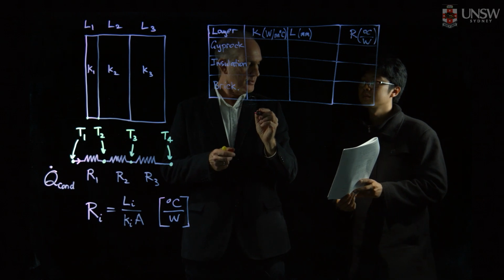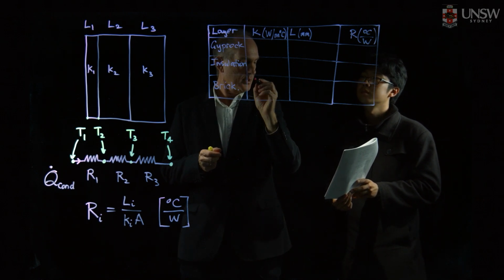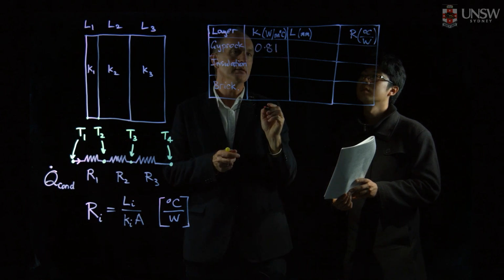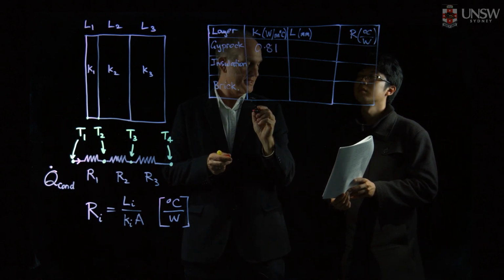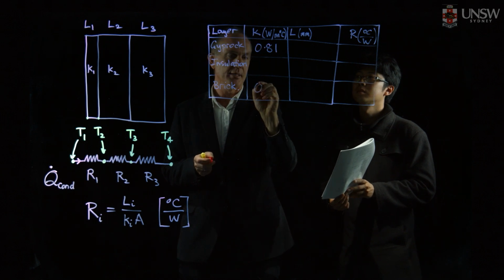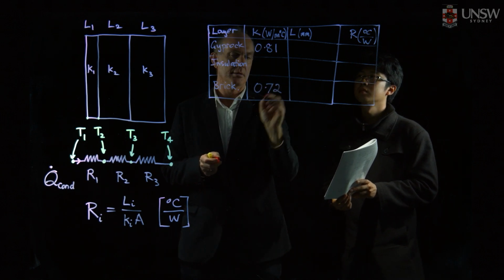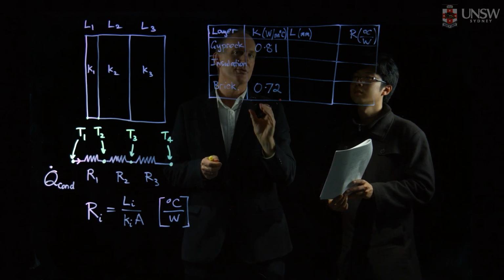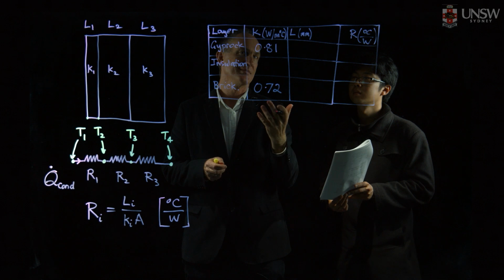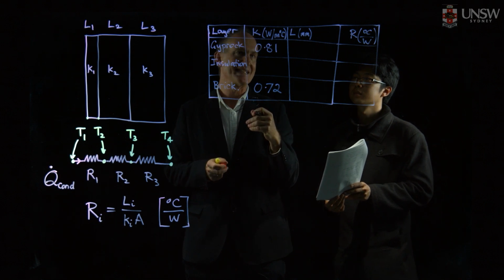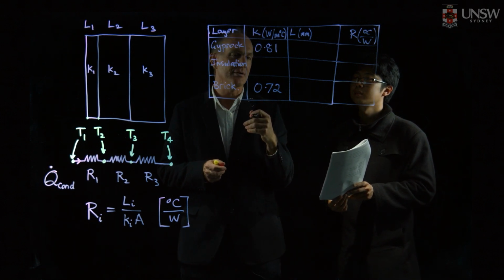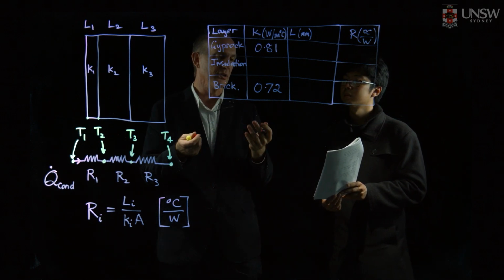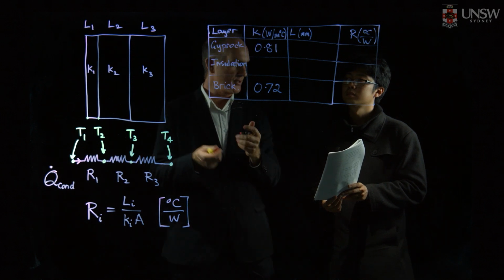So, for gyprock, we have a value of 0.81 watts per meter per degree C. Notice that for brick and gyprock, I'll jump down to the brick layer, very similar. Per meter of material, the heat transfer per degree C is very, very similar. So solids often have numbers for thermal conductivity close to 1.